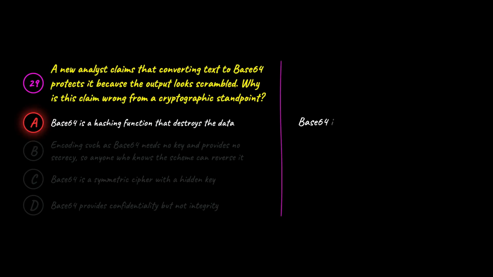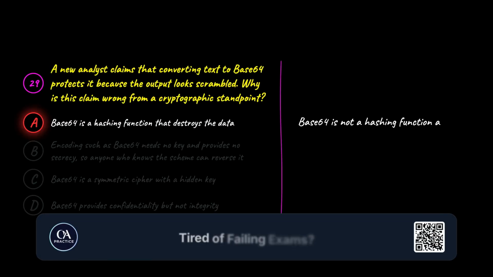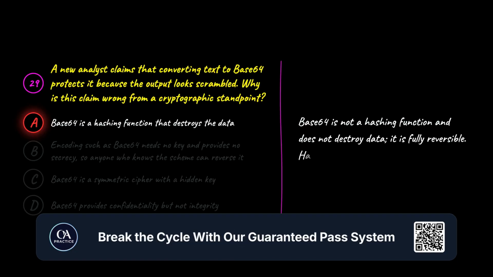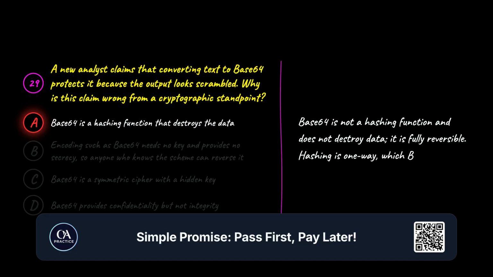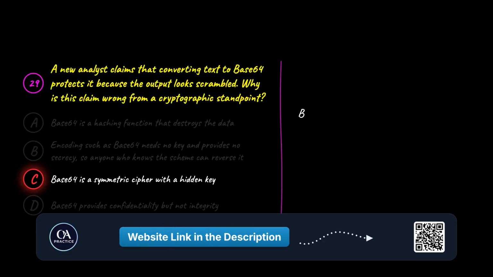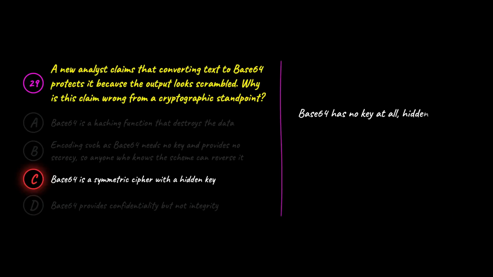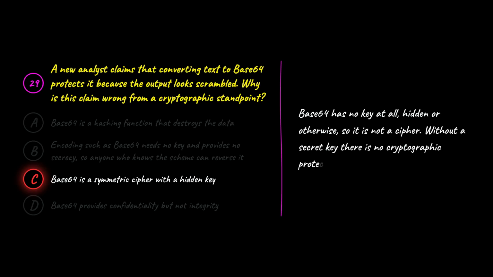A is wrong because base 64 is not a hashing function and does not destroy data. It is fully reversible. Hashing is one way, which base 64 is not. C is wrong because base 64 has no key at all, hidden or otherwise, so it is not a cipher. Without a secret key, there is no cryptographic protection.